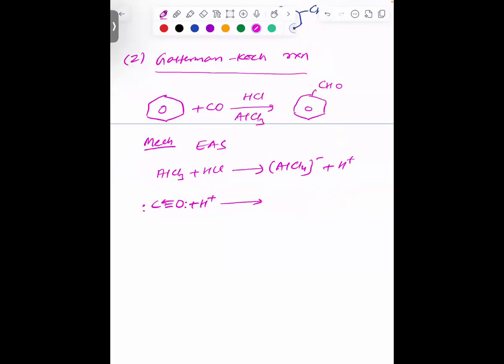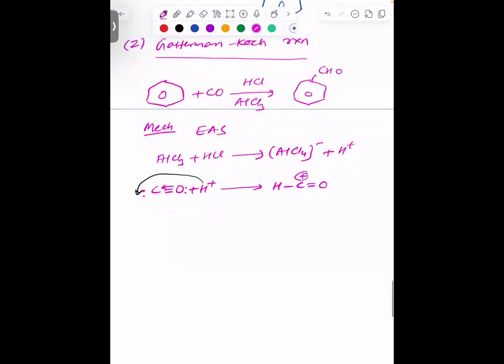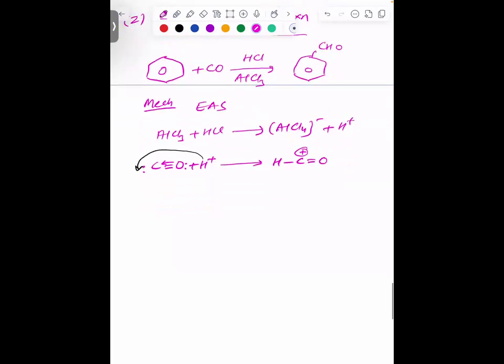Oxygen contains a lone pair and carbon as well. So here the lone pair availability is easier at carbon. Why? Because carbon is less electronegative. So after attacking this, it forms CHO plus, which acts as the electrophile. So it attacks the benzene ring. Suppose it is attacking this.